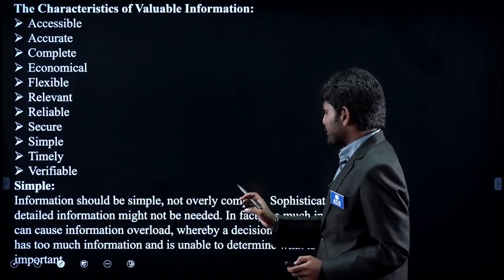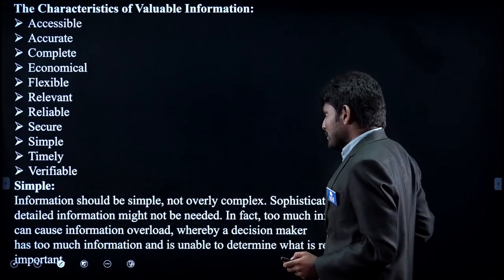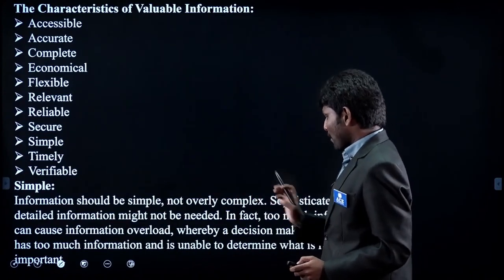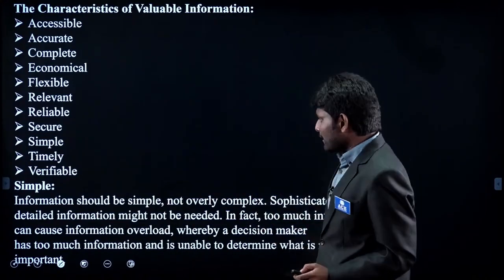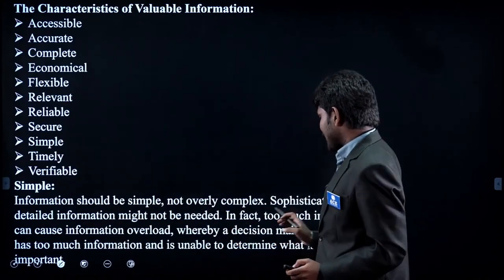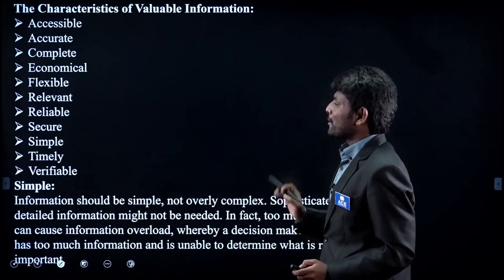Information should be simple, not overly complex. Sophisticated and detailed information might not be needed. In fact, too much information can cause information overload, whereby a decision maker has too much information and is unable to determine what is really important.